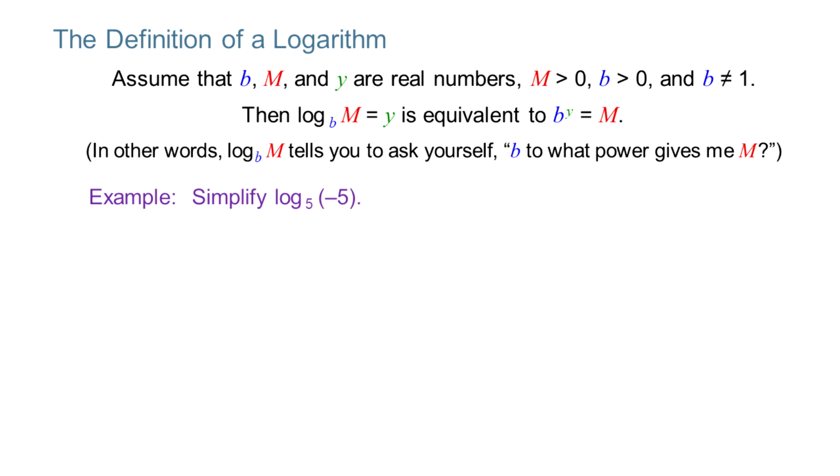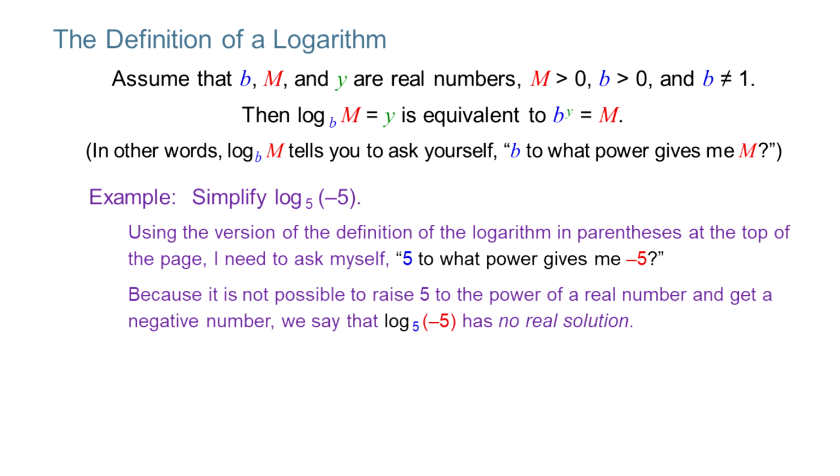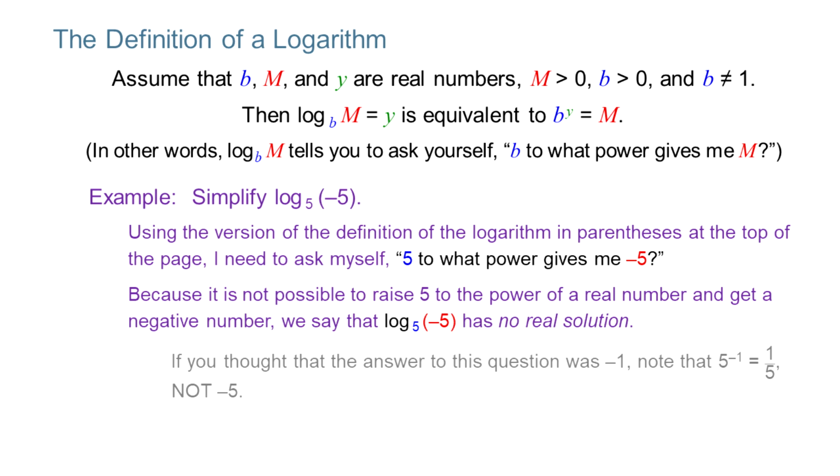Pause the video while you think about this question. For this question, I need to ask myself, 5 to what power gives me negative 5? Because it is not possible to raise 5 to a power that is a real number and get a negative number, I'll say that the correct answer to this question is no real solution. If you thought that the correct answer to this question was negative 1, note that 5 to the power of negative 1 is equal to 1/5, not negative 5.